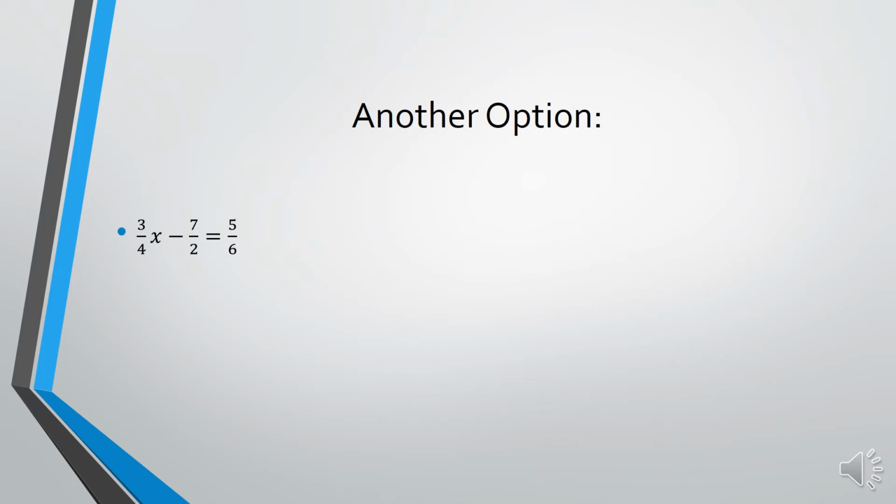A lot of people, though, don't like working with fractions, and I totally get it. If you don't like working with fractions, that's fine. You just have to be able to get rid of all the fractions. So what I can do is look at the least common multiple of every denominator in this problem. My denominators are 4, 2, and 6.